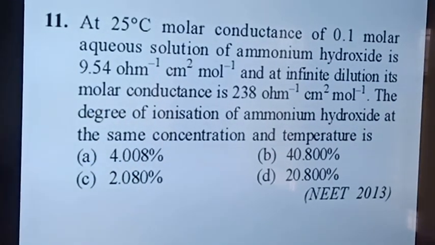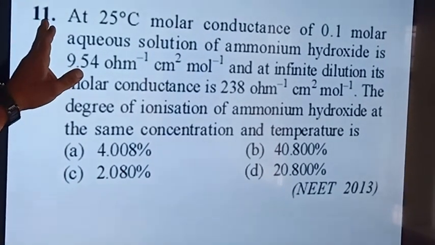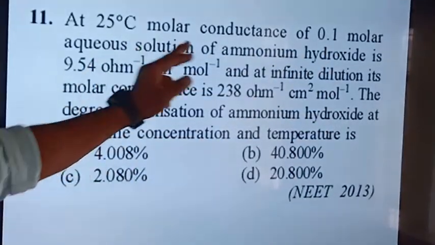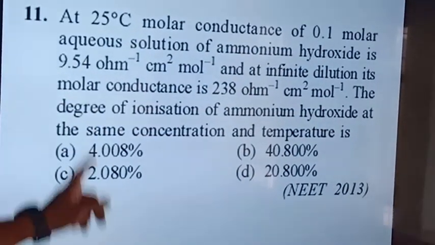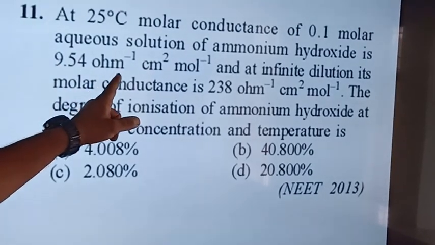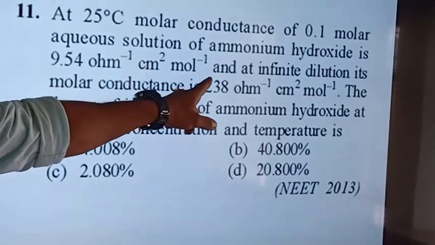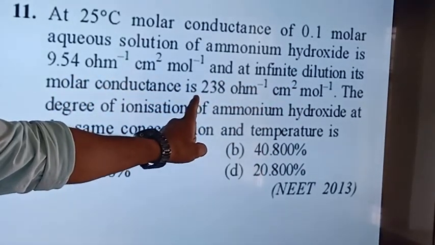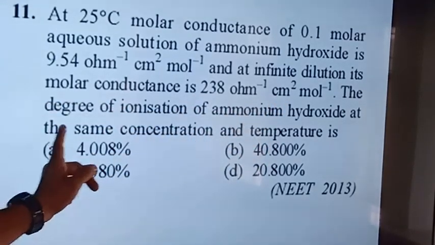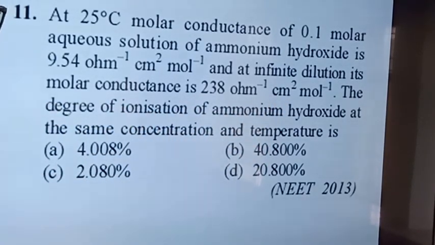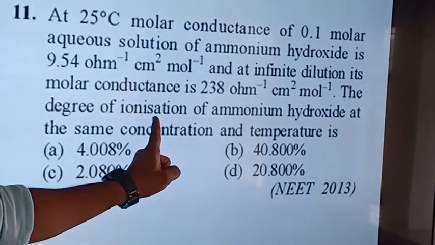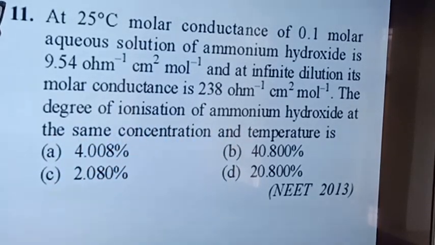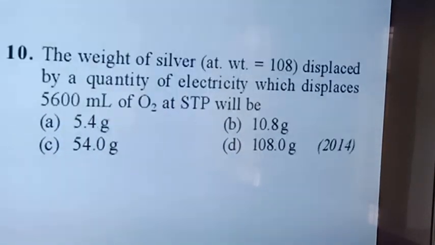So the next problem is question number 11. At 25 degrees Celsius, the molar conductance of 0.1 molar aqueous solution of ammonium hydroxide is 9.54 ohm inverse centimeter square per mole, and at infinite dilution its molar conductance, lambda naught m, is given. The degree of ionization of ammonium hydroxide, that is the alpha value, we need to find for the same concentration and temperature.